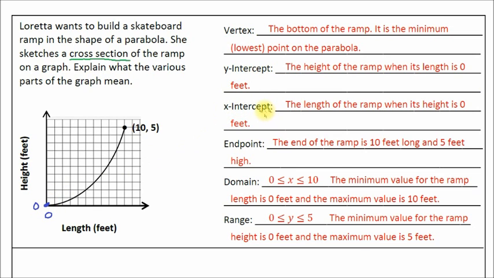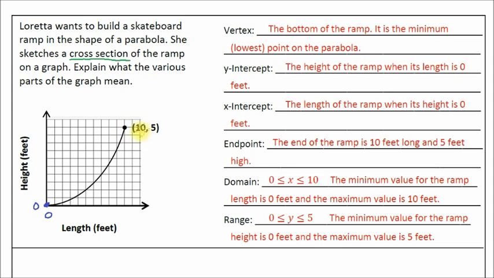So what does the x-intercept tell you? Well, the x-intercept is where the graph crosses or touches the x-axis. That's the exact same place, which still happens to be the vertex. But here's what the x-intercept tells you. It tells you the length of the ramp. Remember, x is dealing with the length. So the x-intercept tells you the length of the ramp when its height is 0 feet. When there's no height on the ramp at all, we know the length of the ramp is right here, which happens to be 0.